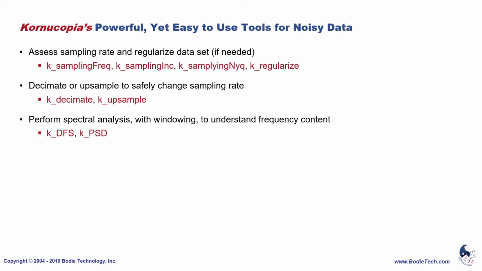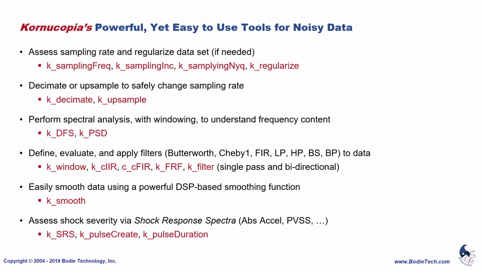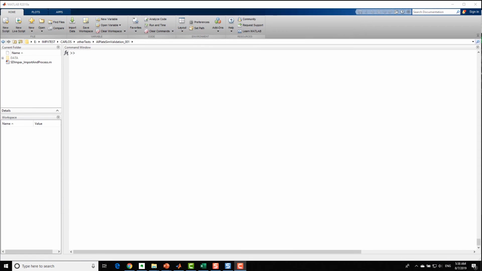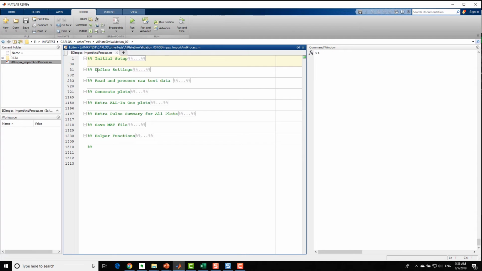Kornucopia's powerful, yet easy-to-use tools for processing noisy data cover a broad range of needs. Utilizing these types of Kornucopia functions, you can turn your raw measurement data into meaningful engineering information. For our last demonstration, we show a typical example of importing and post-processing a number of Vidas measurement events using a custom script created with Kornucopia MATLAB commands.